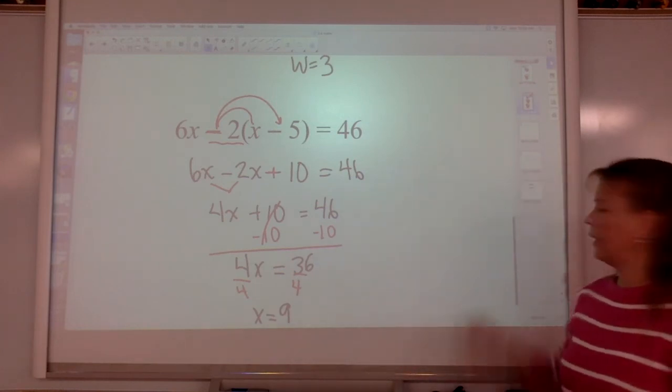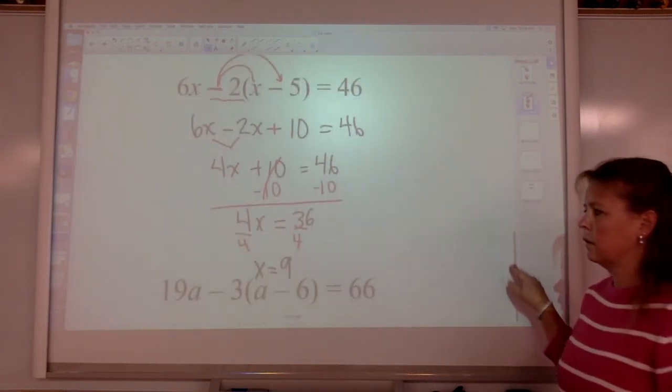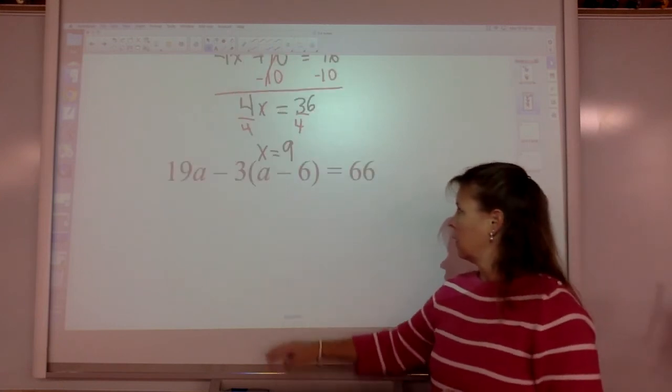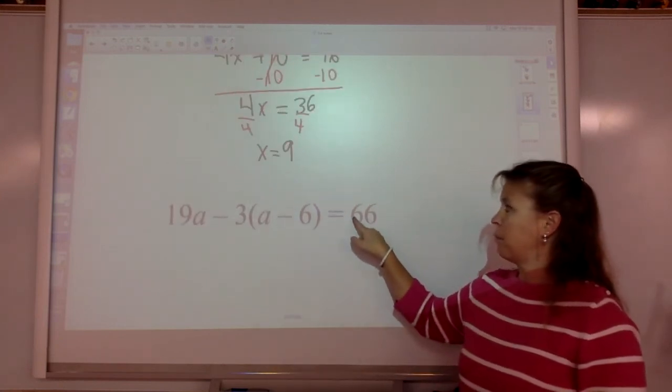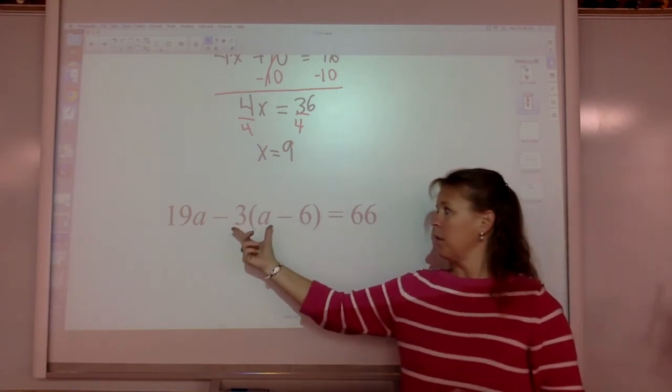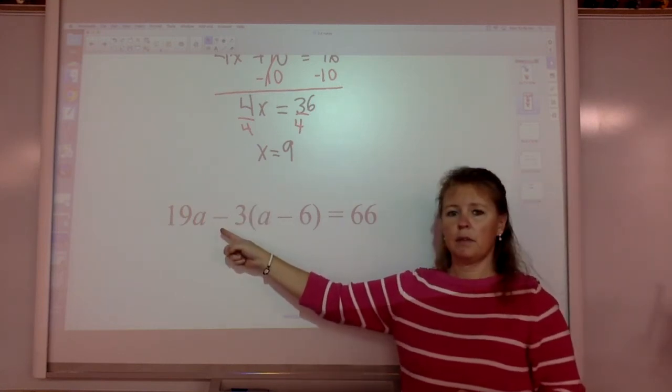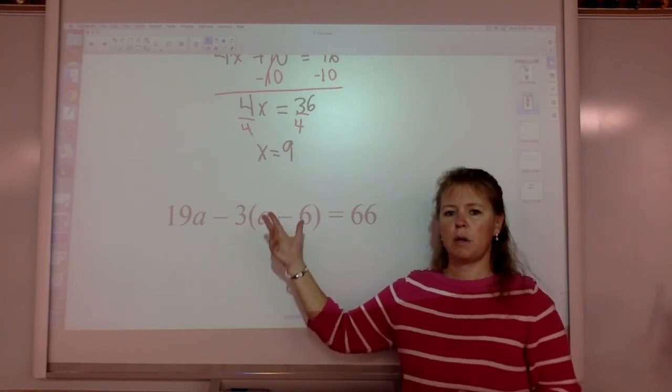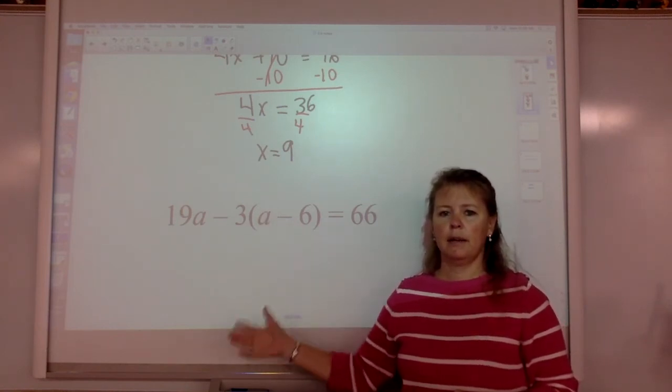And you can plug that back in to check your answer. All right, I'm giving you pretty much the exact same procedure: a distributive property with a negative, where you're going to have to distribute, combine like terms, add, and divide.